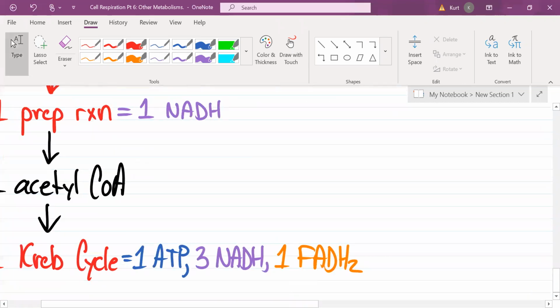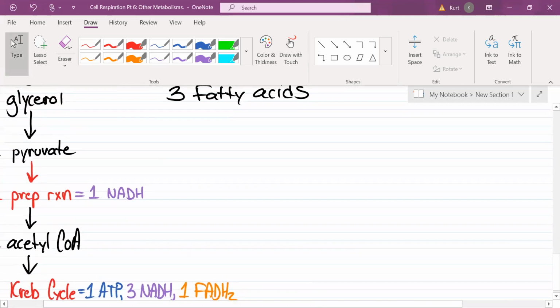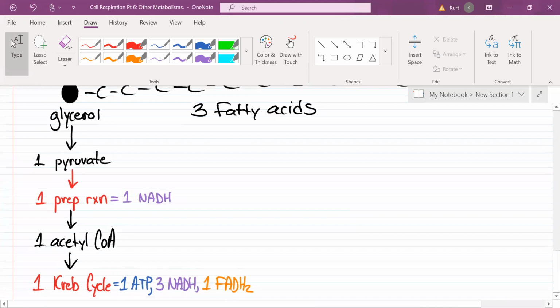Okay. We will come back and collect those electron carriers after we do the fatty acids, but the breakdown of glycerol is complete. Glycerol is broken down to pyruvate. Pyruvate enters the prep reaction. Then that is broken down to acetyl coenzyme A, and that is going to enter the Krebs cycle. Now let's break down the fatty acids.